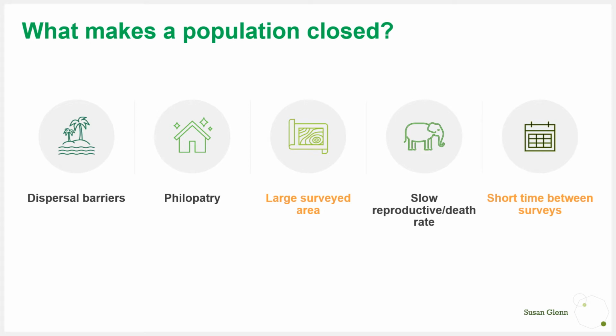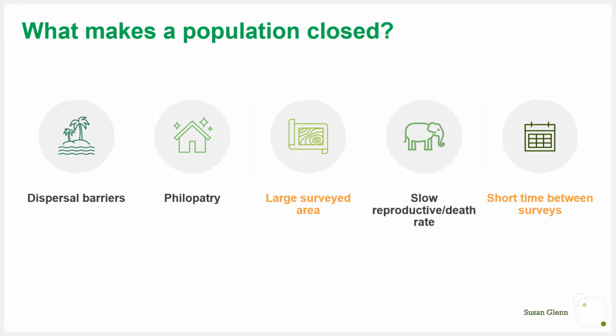Well, you might have a closed population where there's a dispersal barrier. So it could be that there is water around the area, like on an island, that prevents the organisms from coming and going easily, or mountains, some sort of physical barrier. You might have philopatry, where the organism has a tendency to come back home, to stay home, so that salmon will always go back up the same stream that they were born in, that they were spawned in, to go lay their eggs.